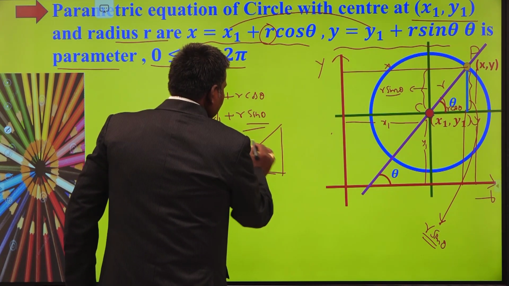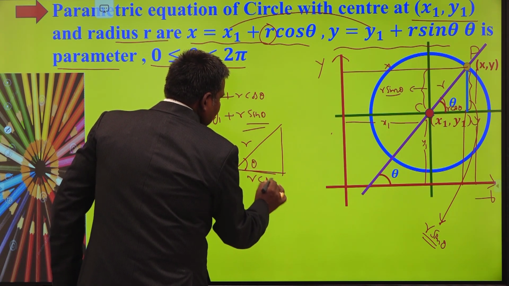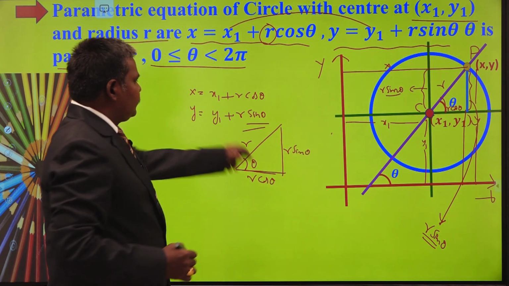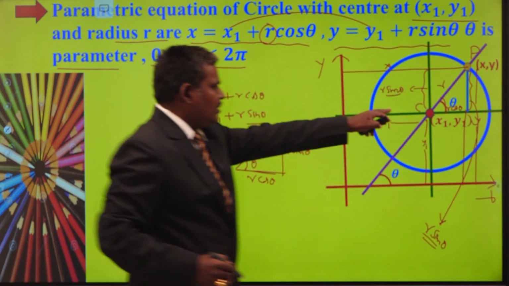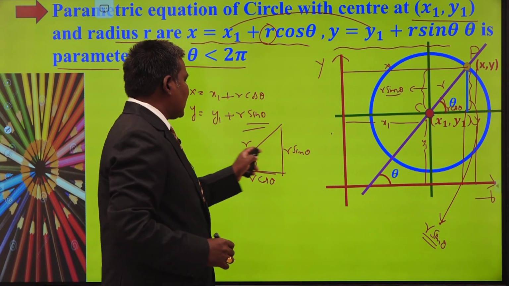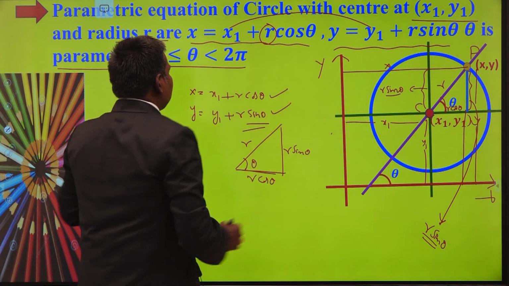This is r, this is theta. Immediately, what is the distance? This is r cos theta, this is r sin theta. This is an acute angle which is in the first quadrant. We obtain it in this manner. This is r cos theta, r sin theta, r, and theta. We obtain the parametric equations.